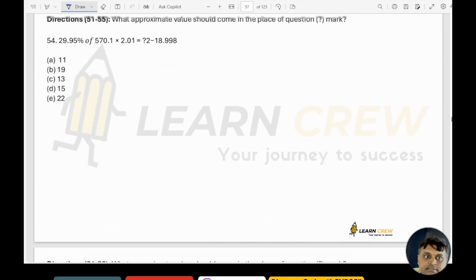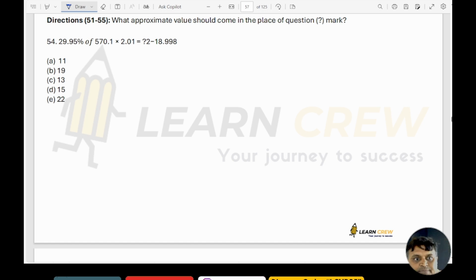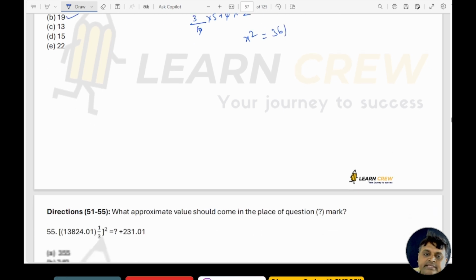Next, 30% of 570, that is 3 by 10 of 570, into 2 is equal to x square minus 19. Now the zeros cancel. 57 into 2 is 114, 114 into 3 is 342, 342 plus 19 is 361. 361 is x square, so x is 19. Now next question.